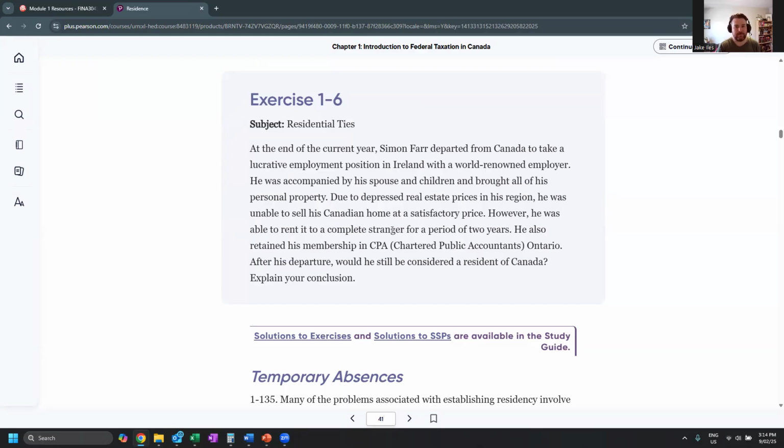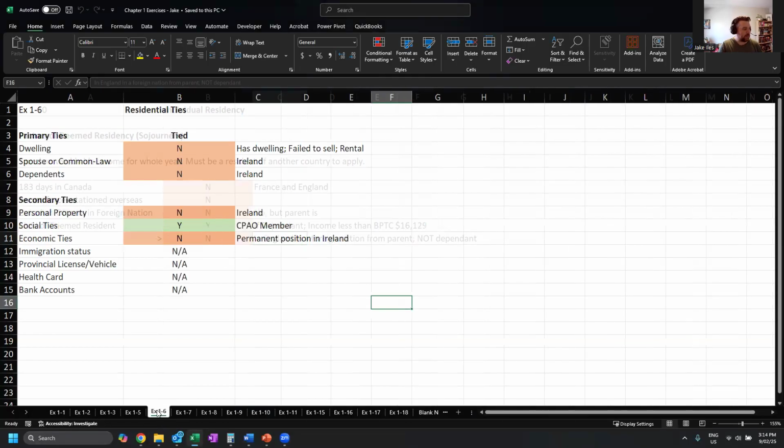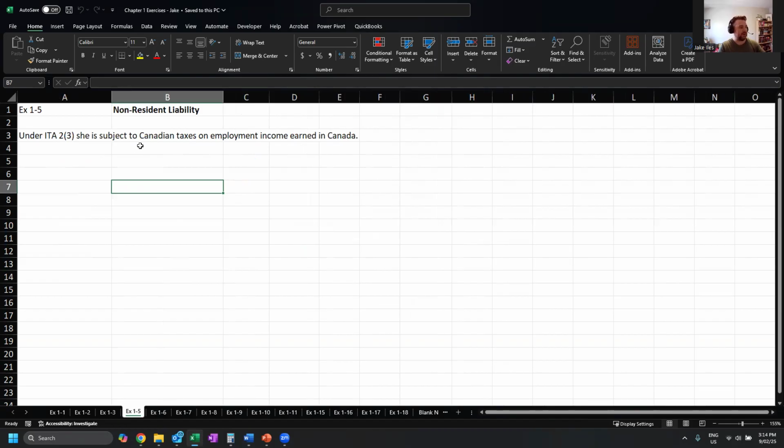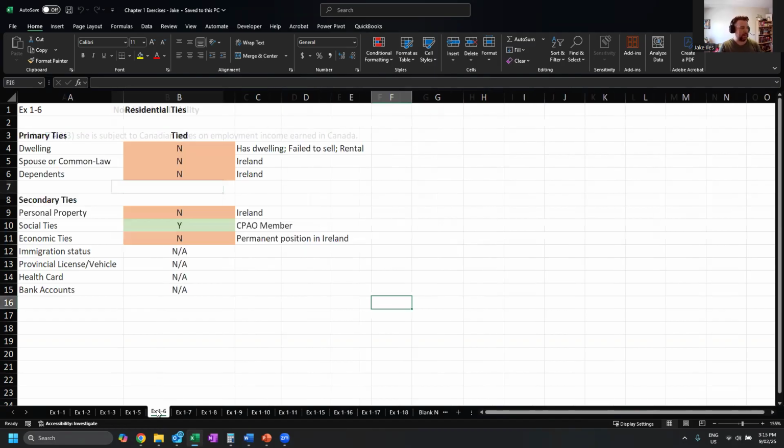Complete stranger is important because if I moved to Ireland and a sibling was living in my house, then that's not considered to be a renter, because that sibling can easily give me the house back. But a renter has certain rights to the property as a tenant, and so I can't just come back in and kick them out. So a complete stranger is important when you're trying to establish severed ties. He also retained his membership in the CPA. So we would look at his situation. Number 5 is straightforward. Yes, you pay taxes on employment income.